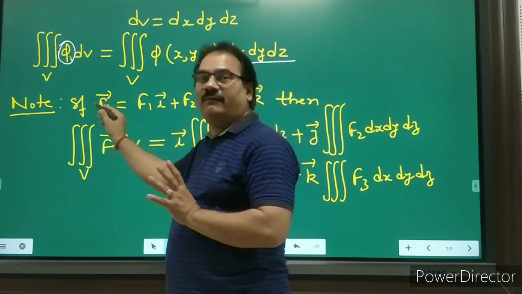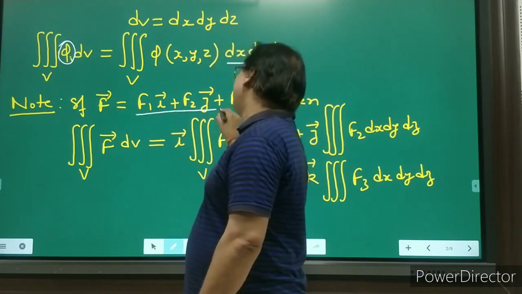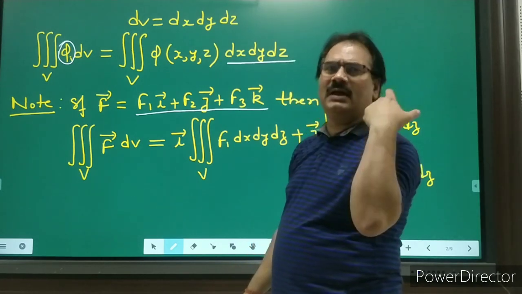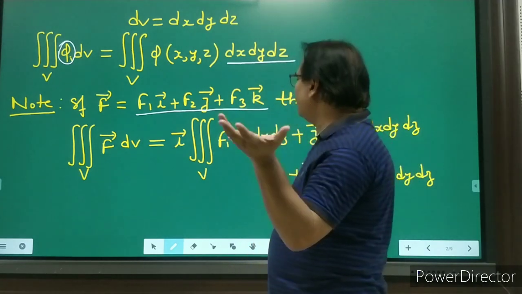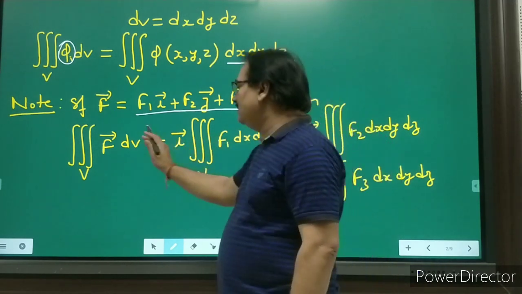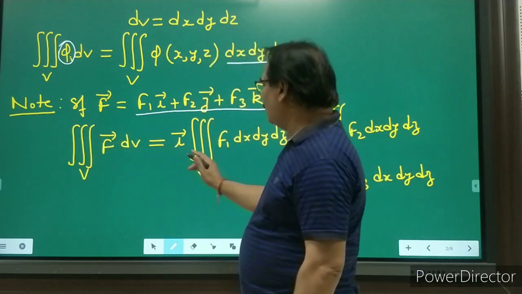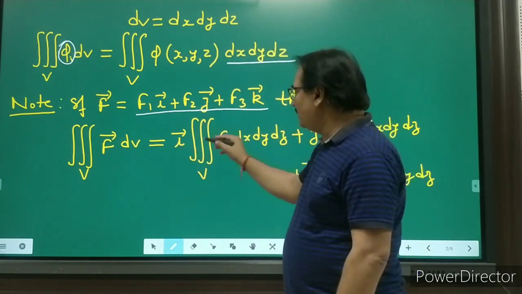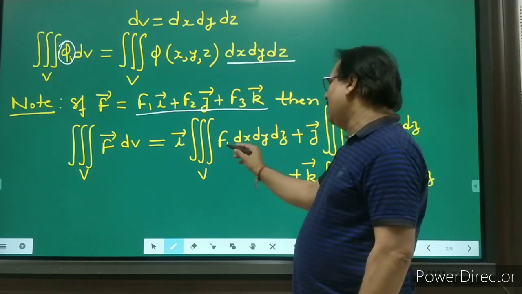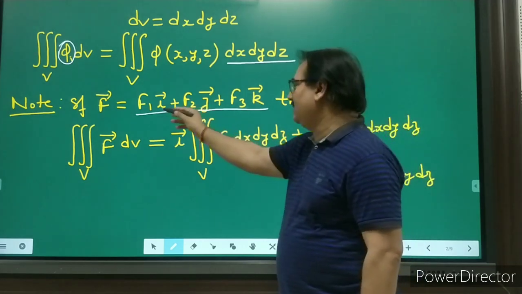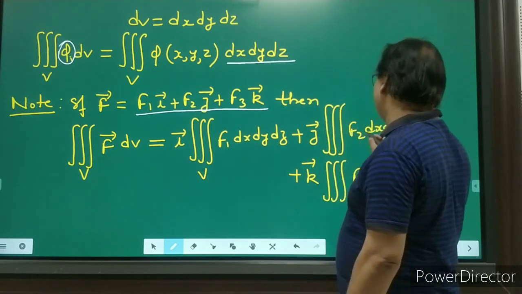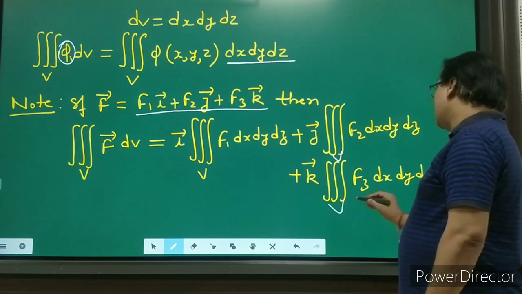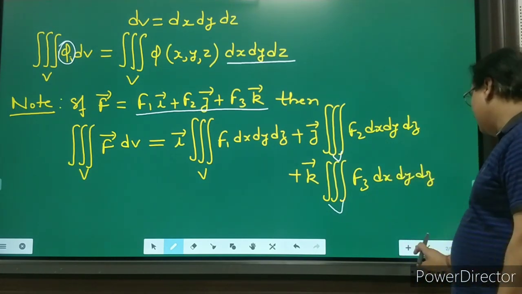Now if vector f is f1 i plus f2 j plus f3 k, where f1 may be any relation in x, y, z, f2 may be any relation in x, y, z, and similarly f3. Then this integral is equal to i times the triple integral over V of f1 dx dy dz, plus j times f2 dx dy dz, and plus k times f3 dx dy dz.